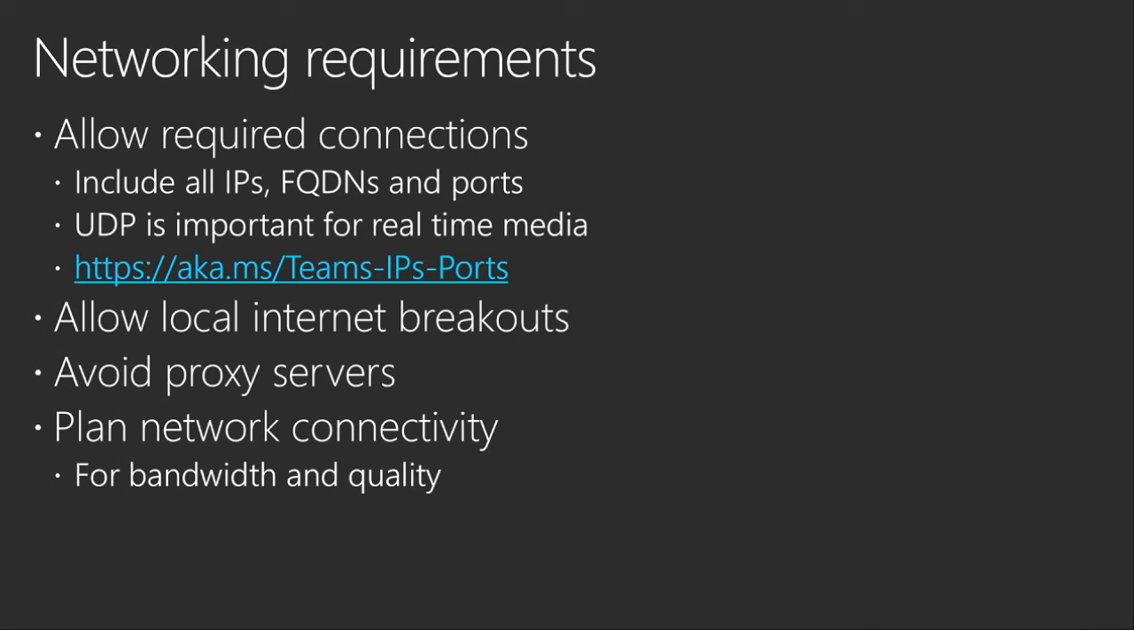From the network requirements, we do have a list in our Office documentation that has a number of IP addresses, FQDNs, and lists all the ports that you need to open. It's super important that you go to that list, that you open all the required ports, that you open all the required IPs and FQDNs, and it's super important that you monitor that list well. There's an RSS feed that helps you to monitor that.